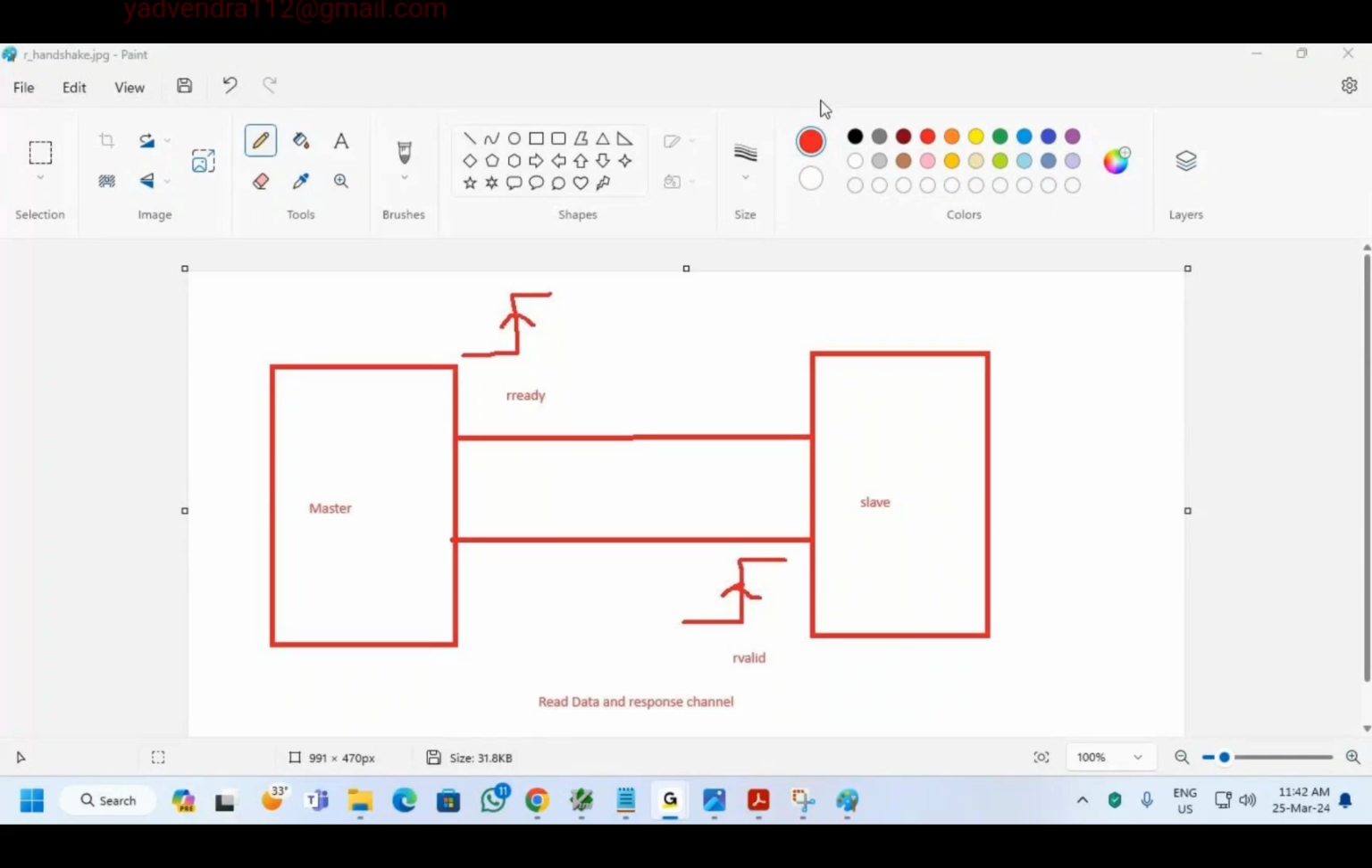Okay, so I will end the session today. In the next session we will start the signals. Each channel has dedicated signals. We will go through each signal, what the importance of the signal is, how wide the signal is, and how to handle the signals. We will see that.